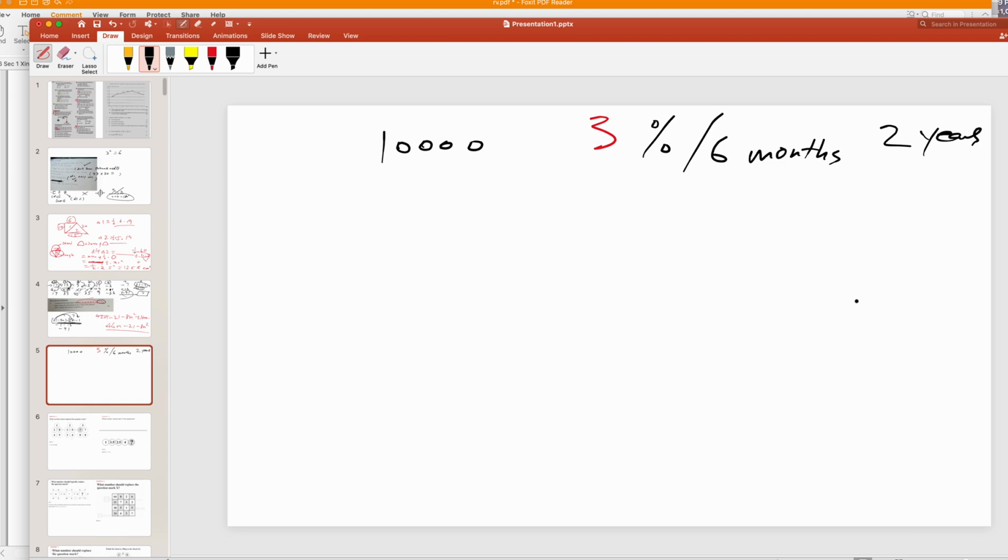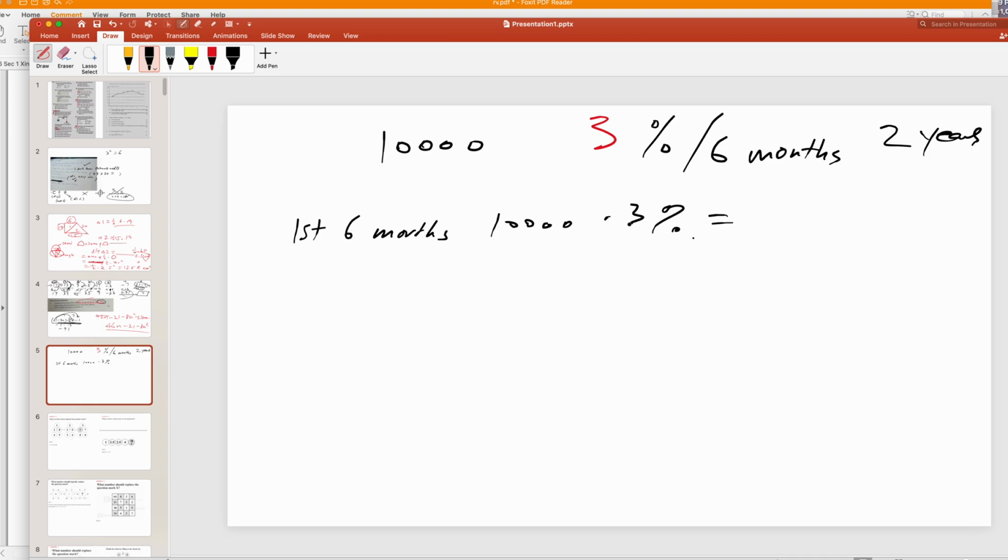How do you do this question? 3% per 6 months. You first find the 6 months, and then you times. So actually you do every 6 months. So it's first 6 months is... Yeah, I'm going to do it another way. So just do the first approach first.